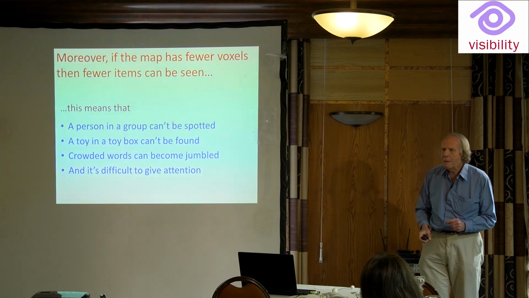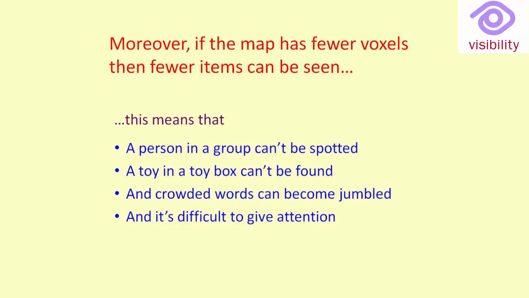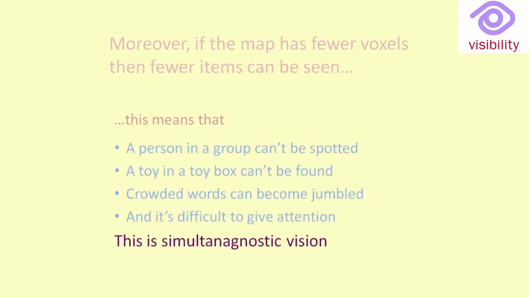Moreover, if the map has fewer voxels, then fewer items can be seen. This means that a person in a group cannot be spotted. A toy in a toy box can't be found. Crowded words become jumbled, and it's difficult to give attention. This is simultanagnostic vision.